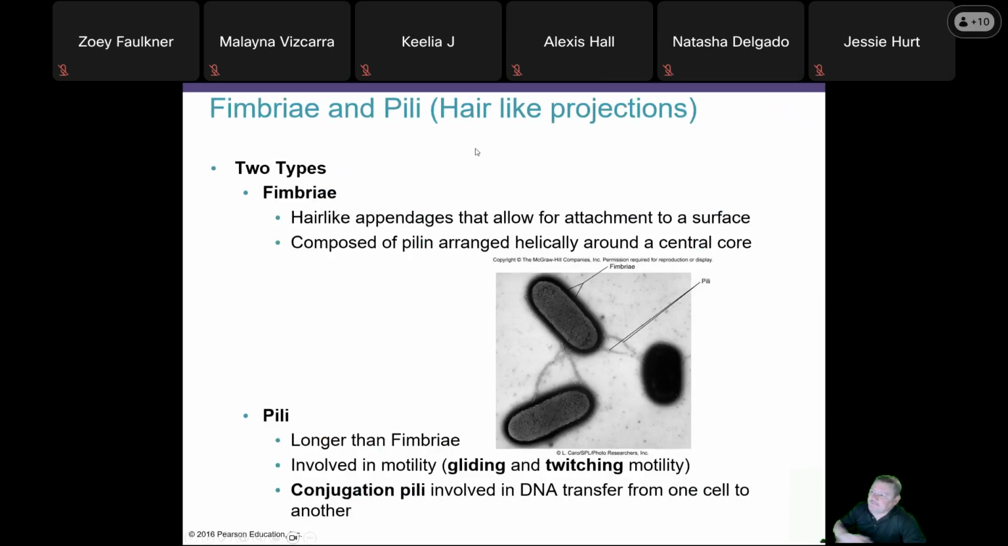Right. Now, fimbriae and pili are hair-like projections. The fimbriae are hair-like appendages that allow them to attach to a surface. And this is composed of something called pilin, arranged helically around a central core. And then the pili are longer than fimbriae, and these can be involved in motility, with gliding and twitching motility, but they're also going to be useful in conjugation.